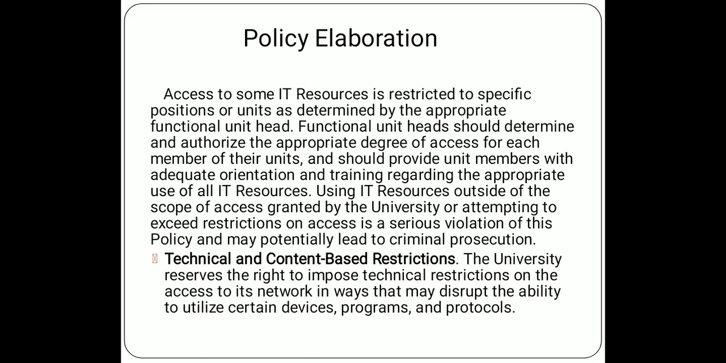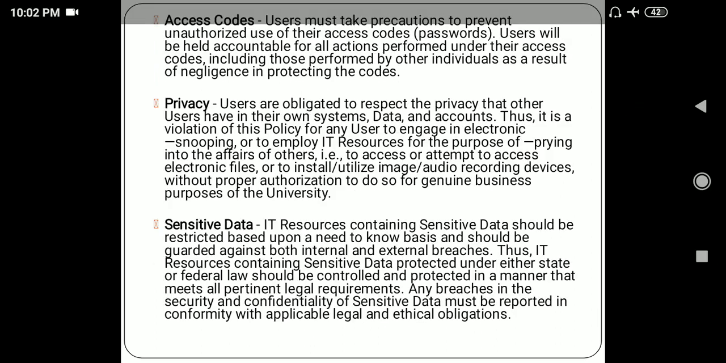Next topic is the policy elaboration in ethics. There are technical and content-based restrictions, which impose technical restrictions on access to the network. Next is the access code. The user must take precautions to prevent unauthorized use of passwords. Privacy: if any user engages in finding information about someone's private affairs in the system, it is a violation of policy. Sensitive data: any breach in security is reported under legal and ethical obligation.